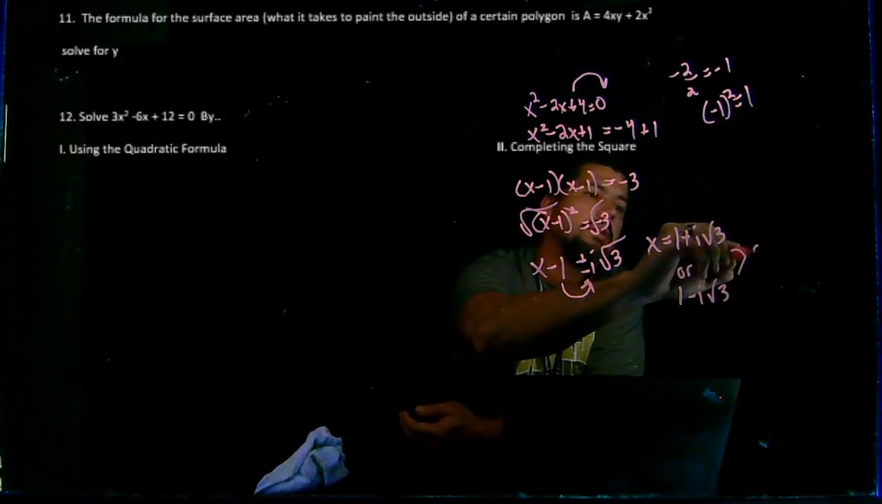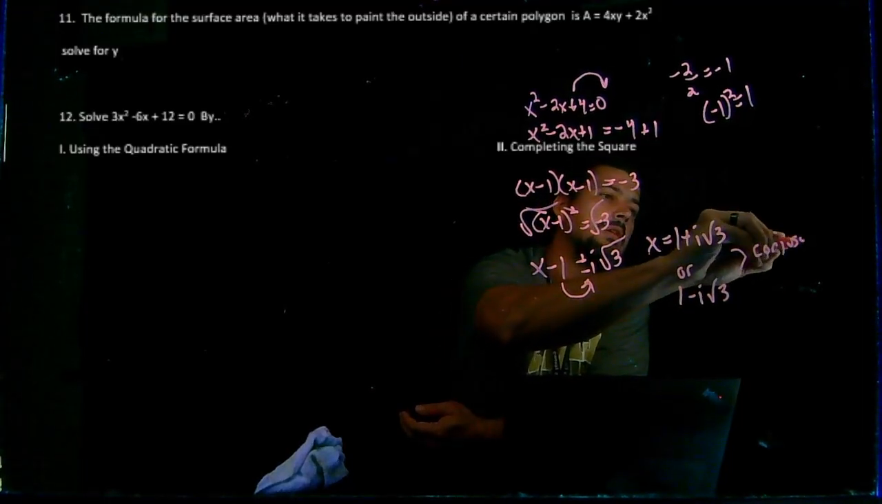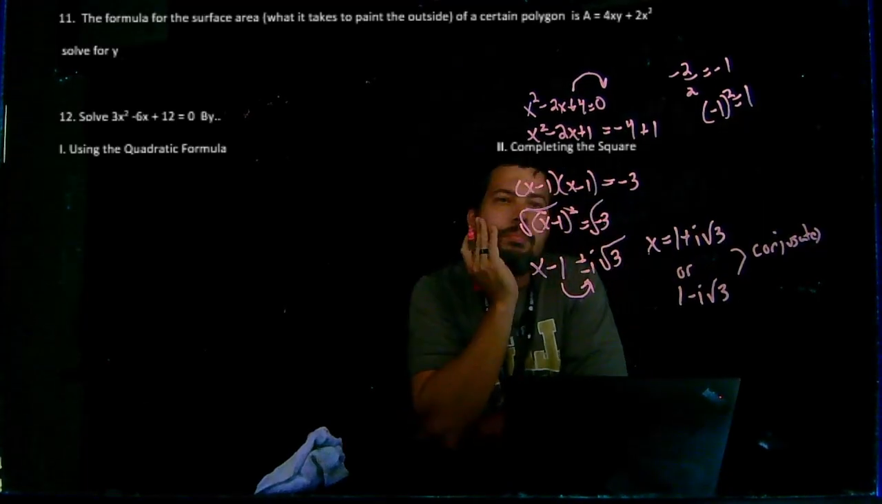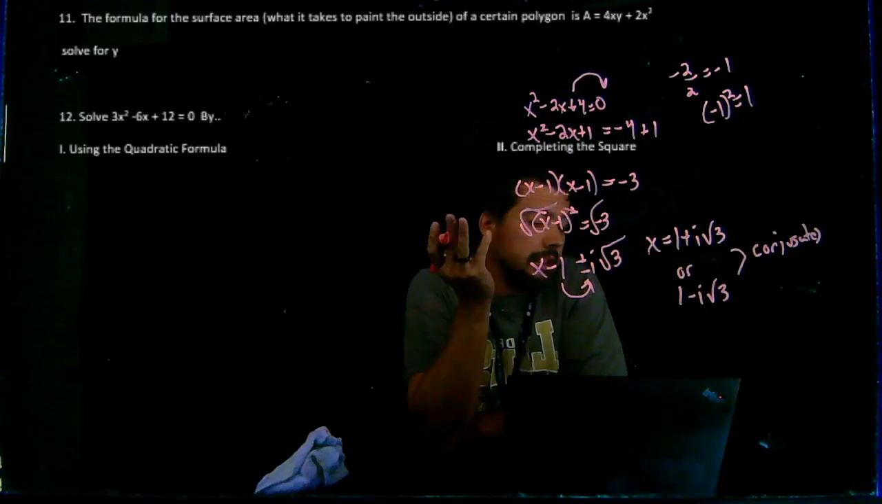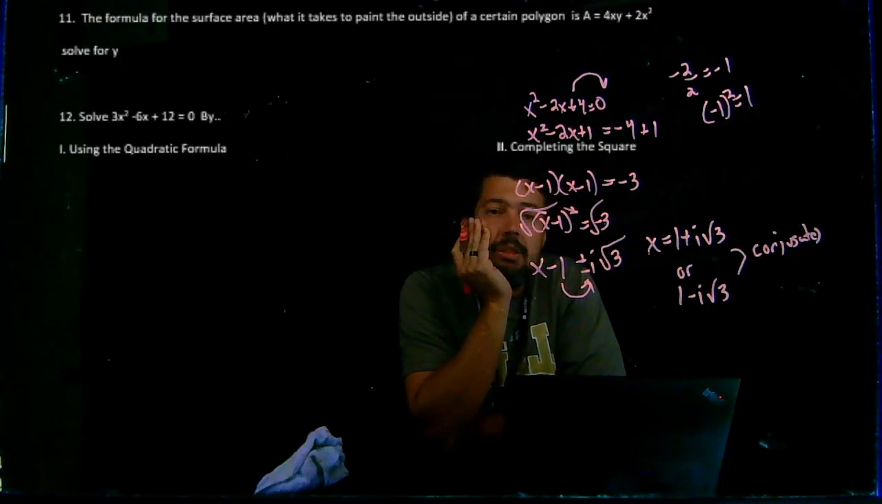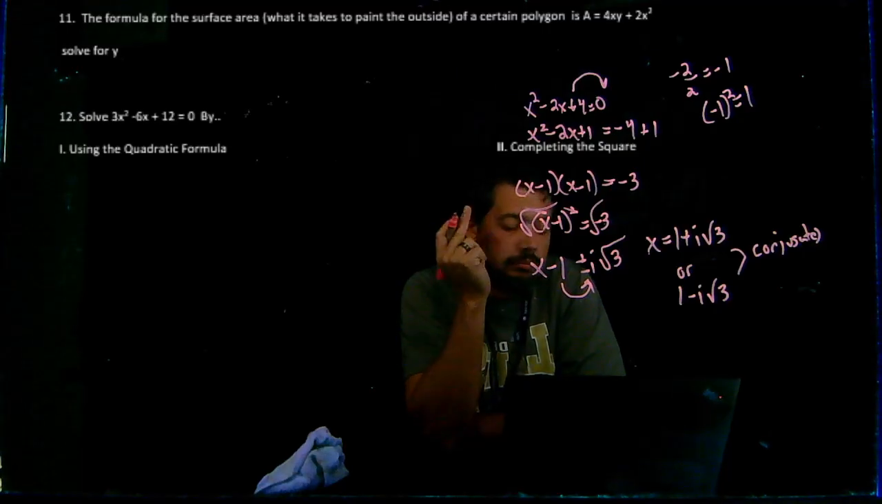And I want you to remember that these are conjugates. One of them's plus i, one of them's minus i. They are conjugates of each other. And there you go, boys and girls. There is some of your homework from 3-4 long division. I hope you enjoyed.